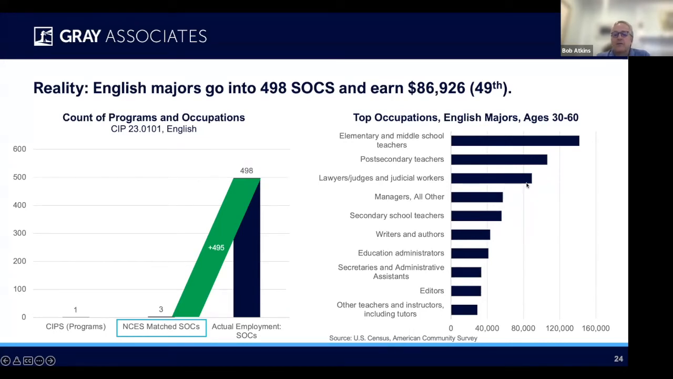For history, that was 120,000. Writers, of course. And actually, I would say that English majors tend to go into fields which are reasonably aligned with what they do: editors, teaching, and writers. Unfortunately, those all tend to be very low paid fields. So that's where you end up back down around the 50th percentile.